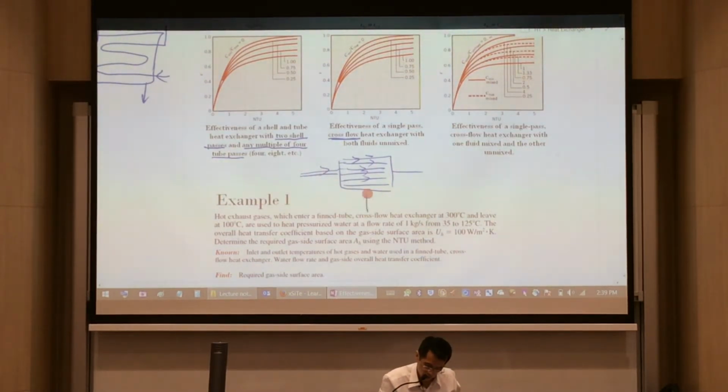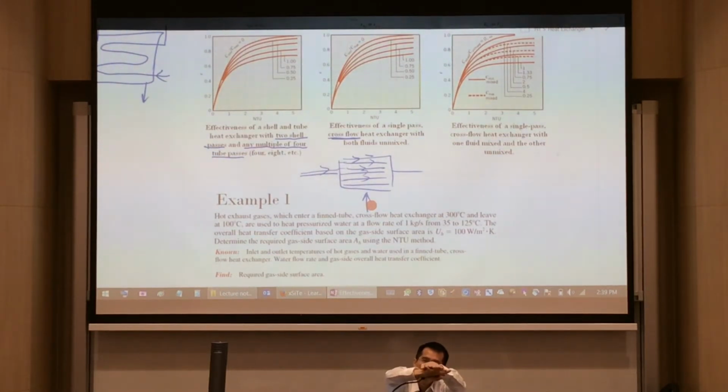I have a cross flow that's coming in. If I just open this to ambient air and fan it, this fanning it through these various tubes, the cooler fluid is going to be mixing with each other as it flows through these smaller tubes. This one will be mixed. So one unmixed and one mixed, which is this case, one fluid mixed and the other unmixed.